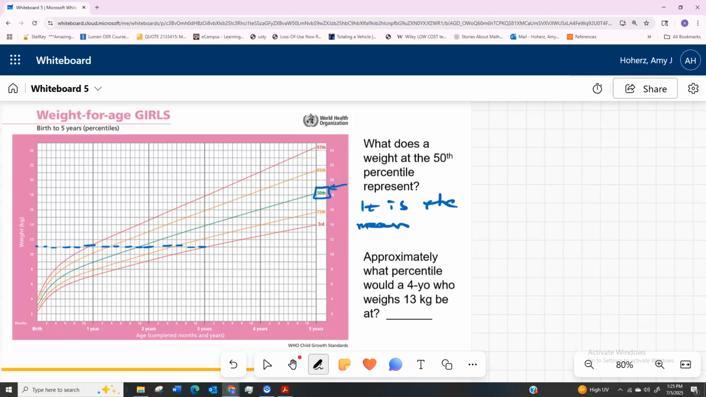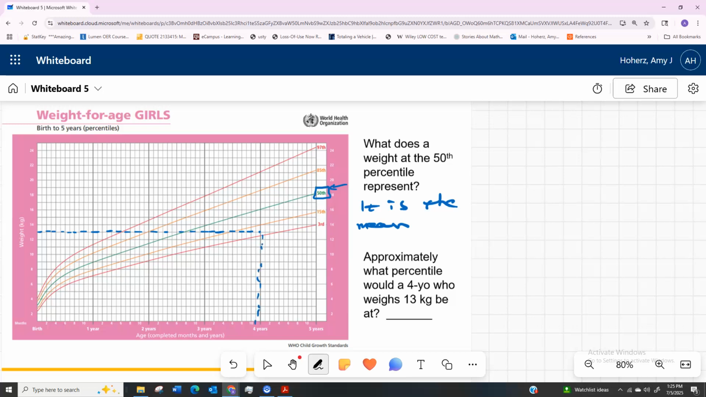Oops, I'm at the wrong mark. Hold on a second. I'm at 11 kilograms. I was like, that's looking very low for a 4-year-old. Okay, let me get on the right spot. 13 kilograms. So if we bring the 13 kilograms all the way over to 4 years old, which is here.